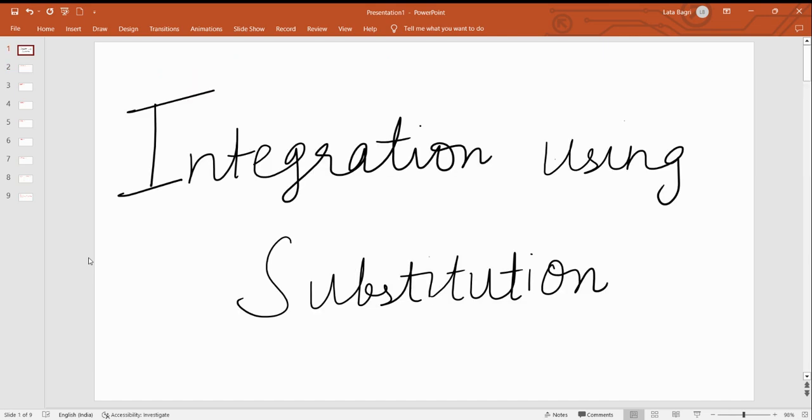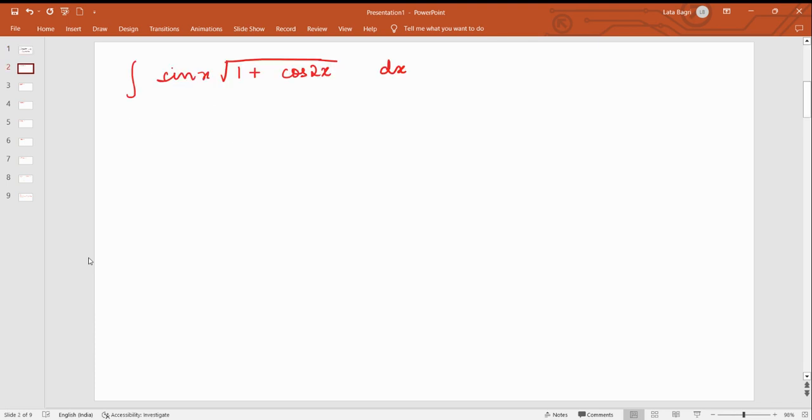So today we are going to do a few sums based on integration. We're going to use the substitution method, and these questions had come in previous years. So let's start. This is the first question. We have to integrate sin x root over 1 plus cos 2x dx, obviously. So integrate with respect to x.